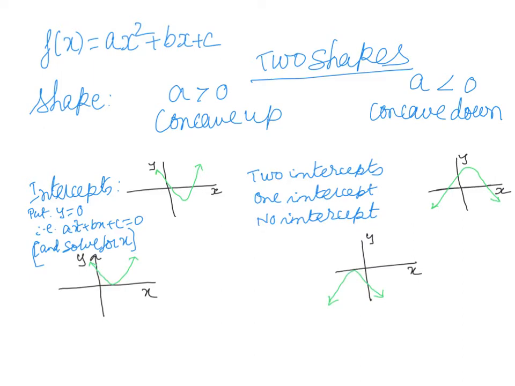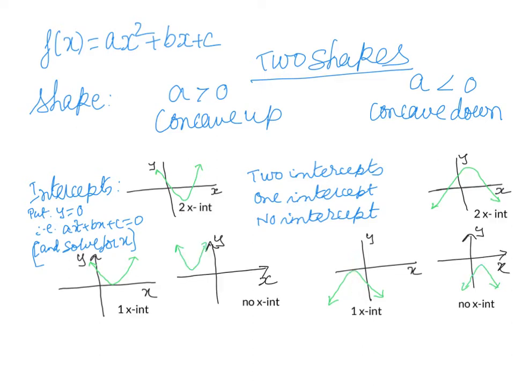Now here, this graph is a case of having one intercept. It's concave up, a smile, when a is greater than 0. So only one intercept. Look at this now. The turning point is on the x-axis. That's for one intercept. Here also, look at this case. When concave down with one intercept, the turning point will be on the x-axis. Those two x-intercepts will meet at the turning point.